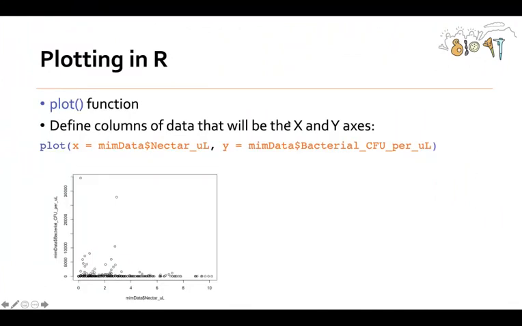Now, the last thing I want to show you how to do is plotting in R. So a function that you might use is plot. And what plot does is it'll plot data if you give it X and Y. So the X, I'll give it from the mimdata frame, the nectar microliter column. Then for the Y, I'm telling it go into the mimdata frame and give me the bacterial CFU per microliter column. And so it will give me this plot with nectar microliter on the x-axis and bacterial CFU per microliter on the y-axis.